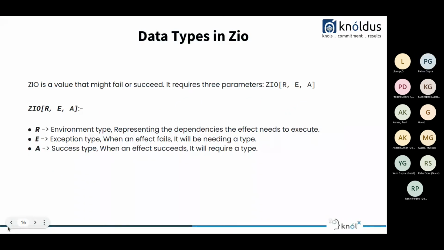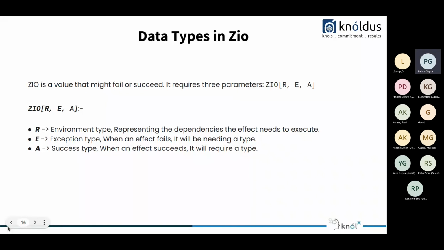So ZIO is a value that might fail or succeed. It requires 3 parameters: R, E, and A. R stands for the environment type, representing the dependency the effect needs to execute. The two fundamental operations of working with the environment are accessing the environment, for example, accessing the database to do something with it, and providing the environment, or providing a database service to an effect that needs one. So it doesn't need anything else.